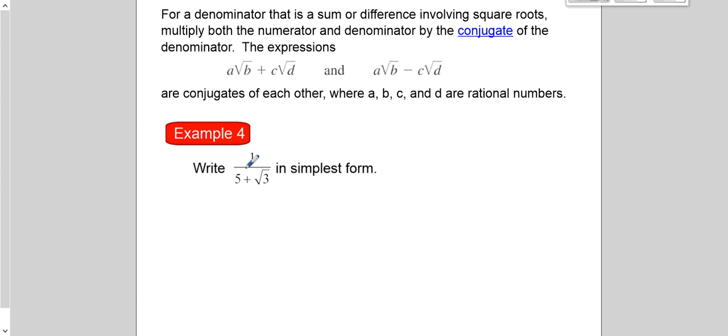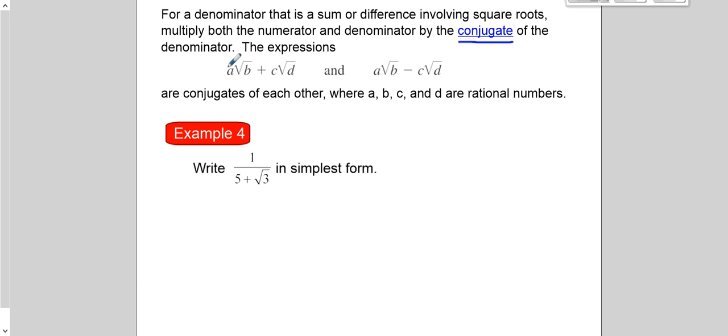Well, what if our denominator has something like 5 plus rad 3? We still have to get that radical out of the denominator. For denominators that are a sum or difference involving square roots, multiply both the numerator and denominator by the conjugate of the denominator.